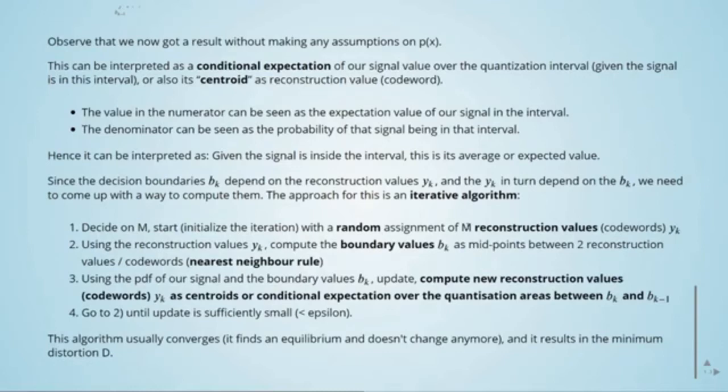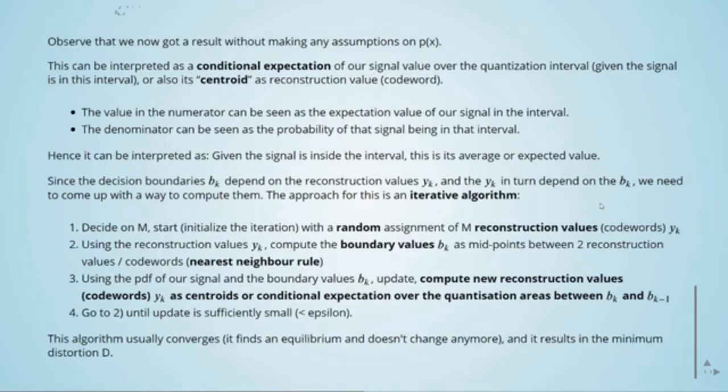So this algorithm goes like this. We decide on m, the number of quantization intervals. We will start with a random assignment of m reconstruction values y of k. Then, using the reconstruction values y of k, we will compute the boundary values b of k as midpoints between two reconstruction values, or code words. So this is the nearest neighbor rule.